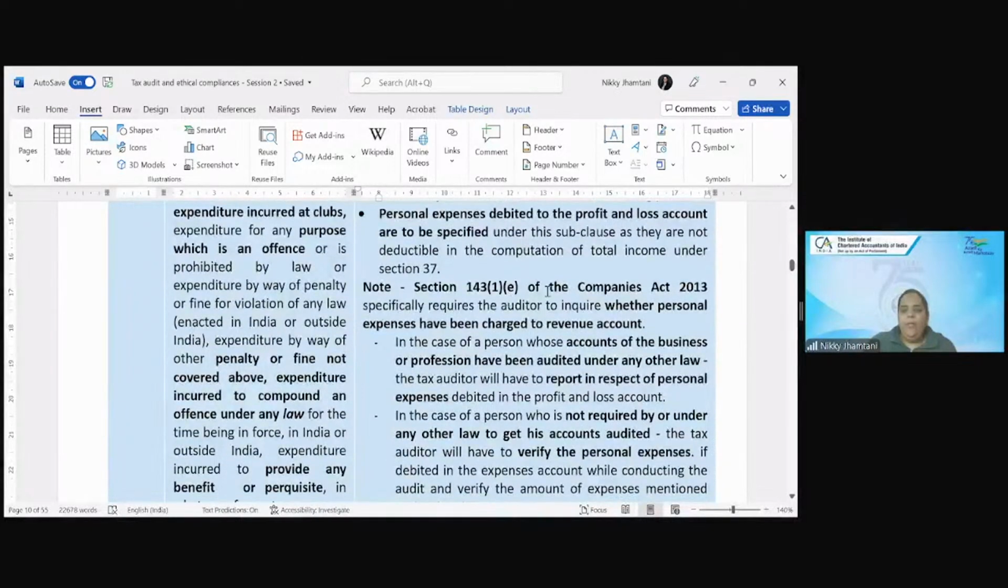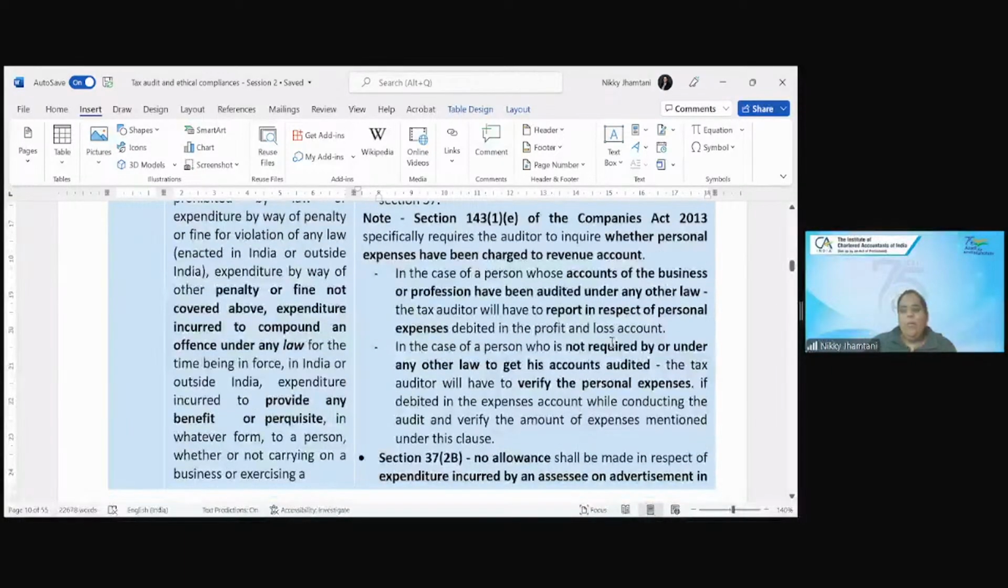Then Section 143(1)(e) of the Companies Act 2013 specifically requires the auditor to inquire whether personal expenses have been charged to revenue account. In case of a person whose accounts of the business have been audited under any other law, the tax auditor will have to report in respect of personal expenses debited in the P&L. In the case of a person who is not required by or under any other law to get his accounts audited, the tax auditor will have to verify the personal expenses, if debited in the expenses account, while conducting the audit and verify the amount of expenditure mentioned under this clause.